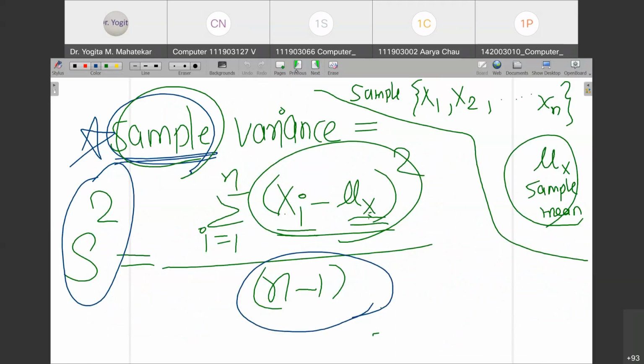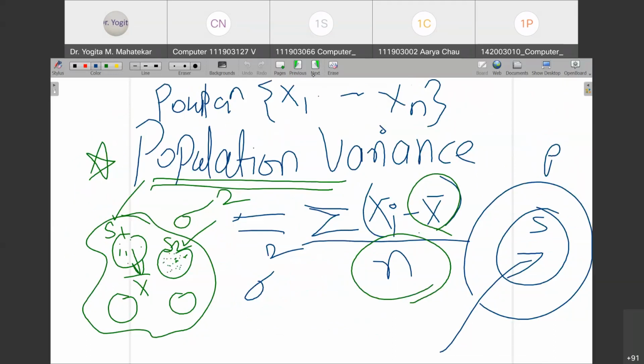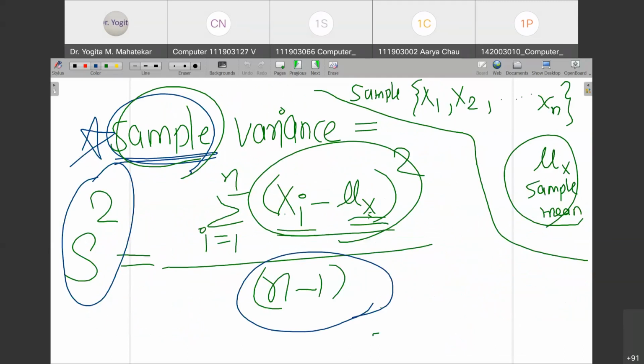The reason is that xi will be closer to the sample mean than to the population mean x bar for some samples. In that case, your numerator, the sum of squares, will be less. But the statistician's aim is that S square should be nearer to sigma square, for almost all samples. Therefore, the only thing in my hand is reducing the denominator. And therefore, the statistician reduces the denominator by 1.